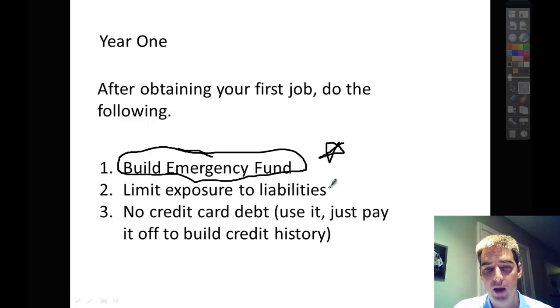Limit your exposure to liabilities. So try to stay away from liabilities in your 20s as much as you can. Now, you might not be able to get away from school loans. That is fine. That's an investment. In business, we call it an investment because that education is going to provide you with more income throughout your life than you can ever imagine.